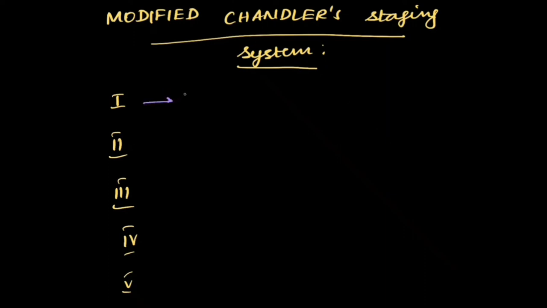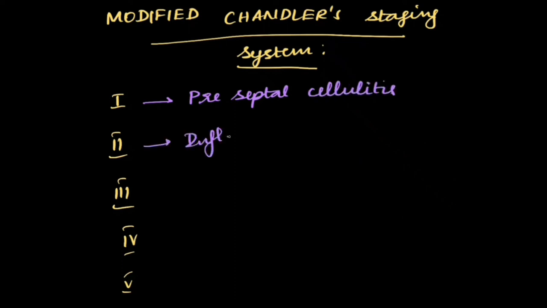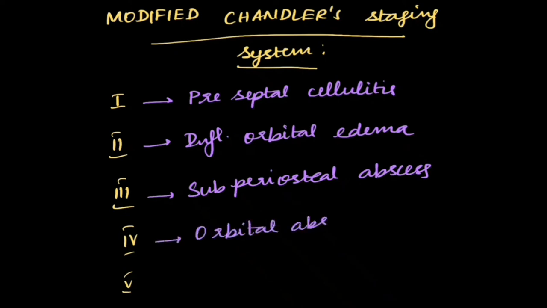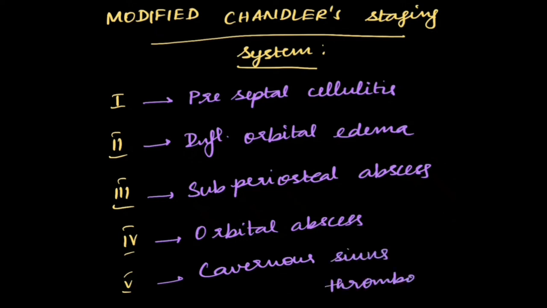So firstly, preseptal cellulitis, where only the part before the septum is involved by inflammation. Then inflammatory orbital edema, so edema is also present along with inflammation. Then subperiosteal abscess, so there will be abscess formation in subperiosteal areas. Then stage 4, orbital abscess, where the abscess is completely in the orbit. Then lastly, cavernous sinus involvement. So in panophthalmitis, it enters the brain and meninges, and then may cause thrombosis of the cavernous sinus.